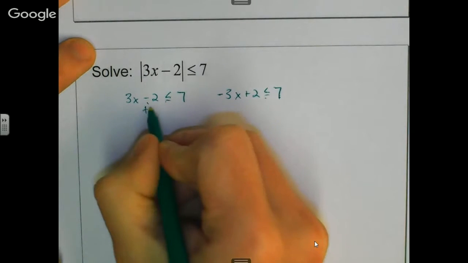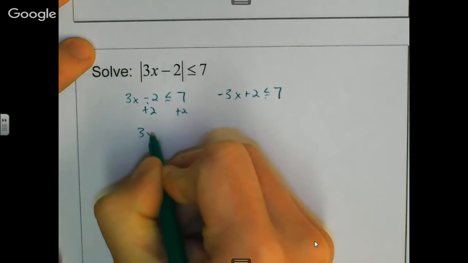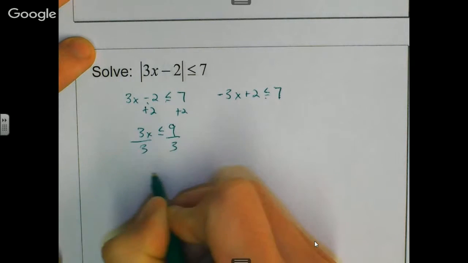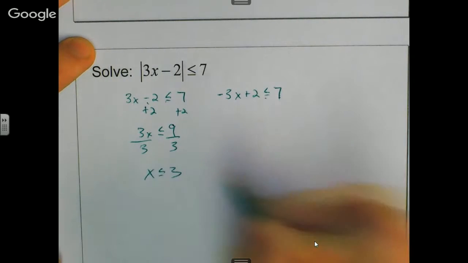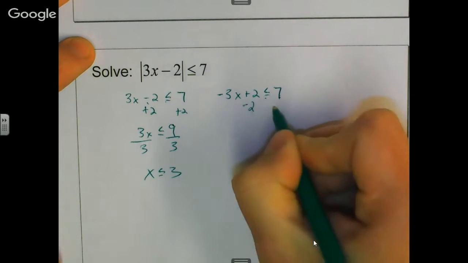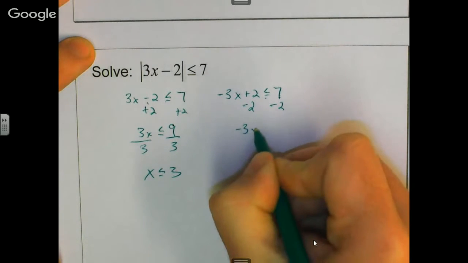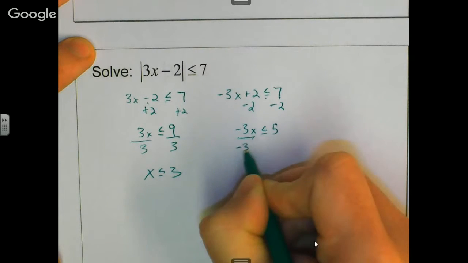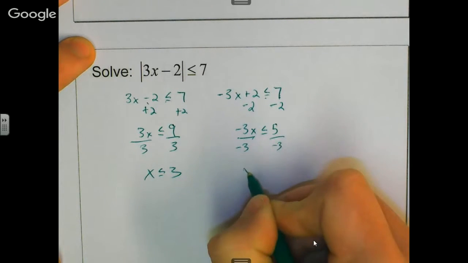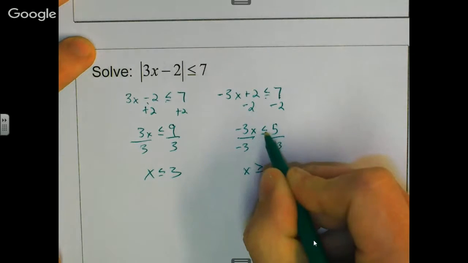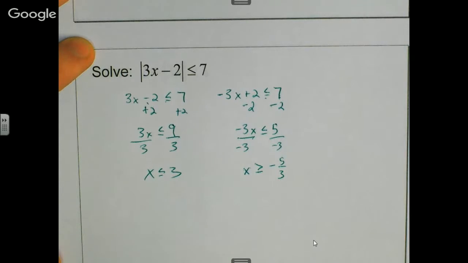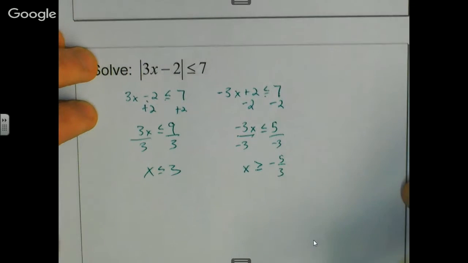So we'll add 2. 3x is less than or equal to 9. Divide by 3. x is less than or equal to 3. Over here, we're going to subtract 2. Negative 3x less than or equal to 5. Divide by negative 3. And when I divide by that negative number, I have to flip the direction of my inequality. So I get x is greater than or equal to negative 5/3.